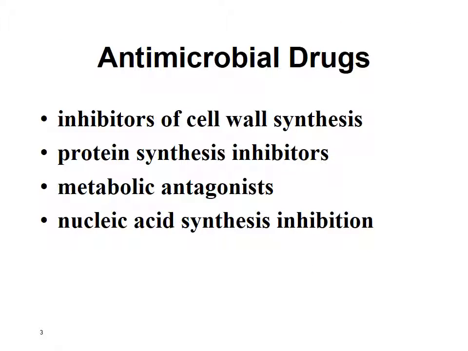Since Alexander Fleming's discovery of penicillin, natural antibiotics have been found that can damage pathogens in several different ways, as listed here. They may be inhibitors of cell wall synthesis, they might be protein synthesis inhibitors, they may be metabolic antagonists, or they may inhibit the synthesis of nucleic acids.